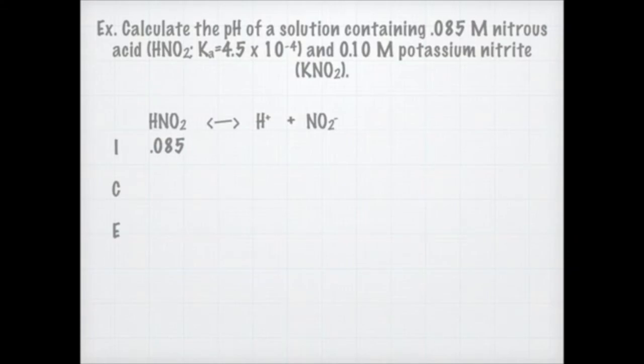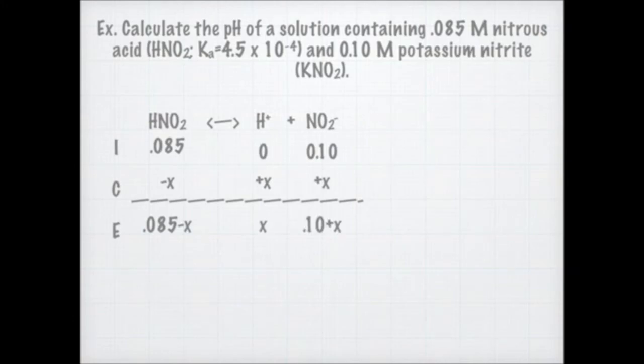The only difference here is now instead of having a 0 molar concentration of your nitrite ion, you're going to have a concentration. So hydrogen ion is 0, while your nitrite concentration is 0.10. Now I'm going to treat it just like I did before, minus X, plus X, plus X. So what I end up getting at equilibrium is 0.085 minus X, X, and 0.10 plus X.